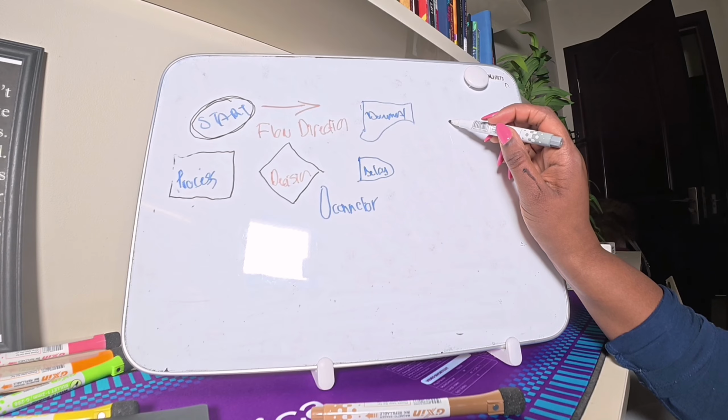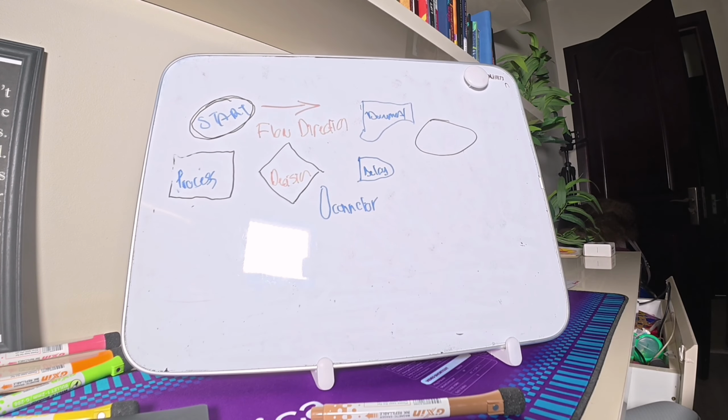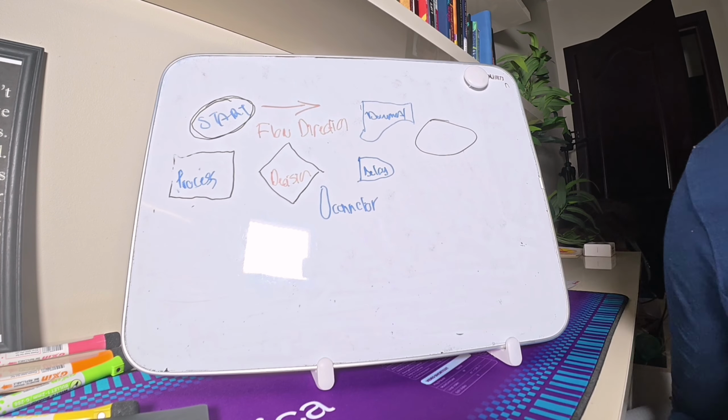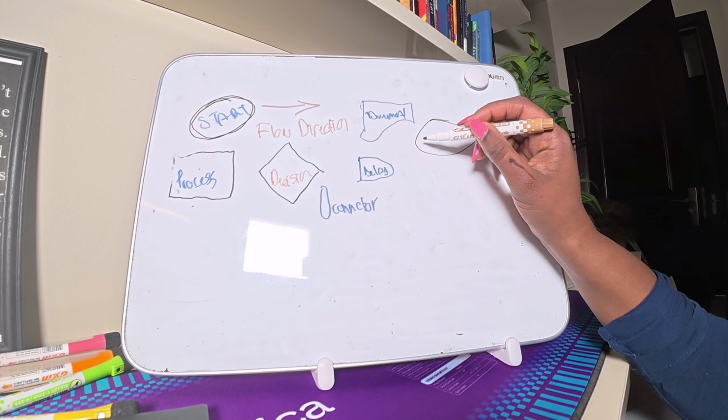This is probably the very highest level of process symbols. There are so many symbols, but for now I don't want to confuse everybody because it's not that deep. So this is the end.